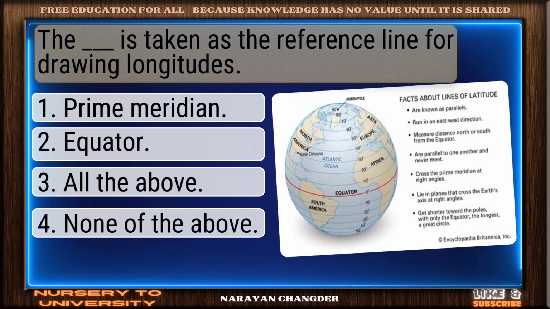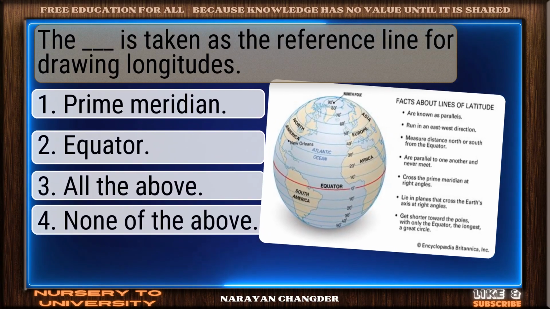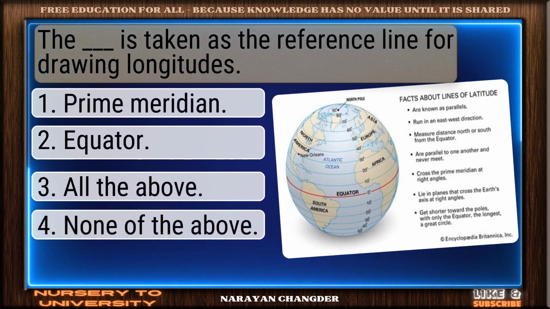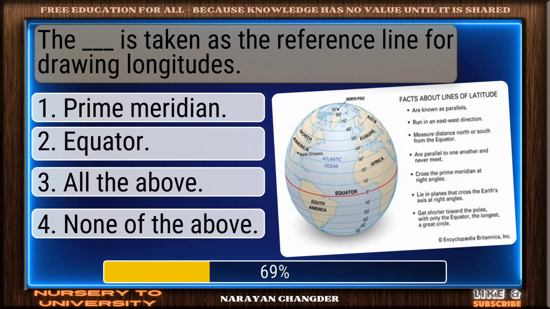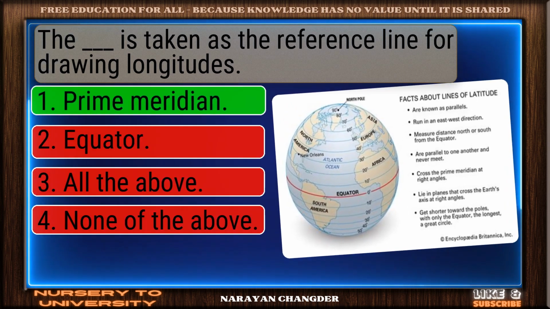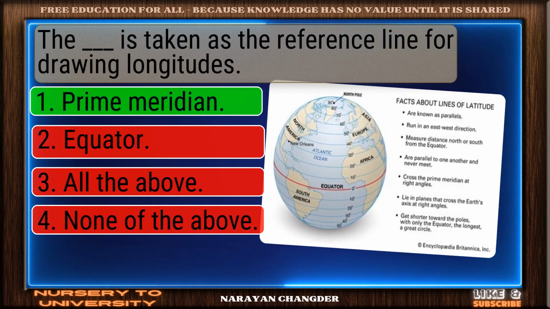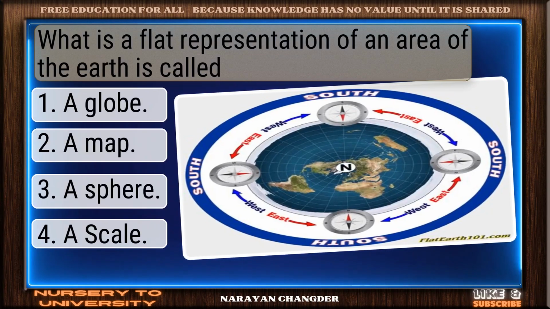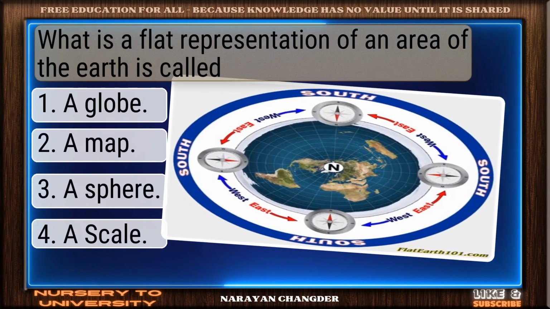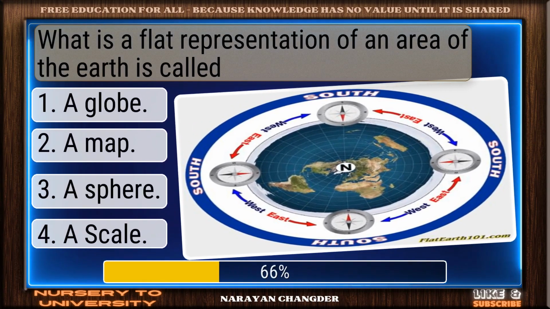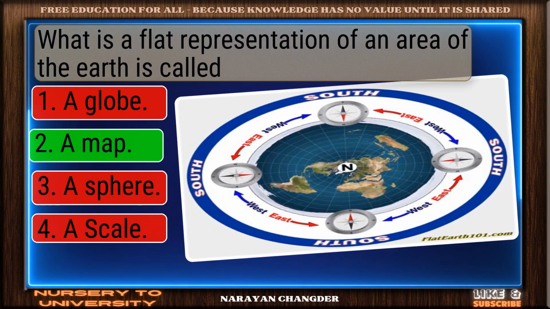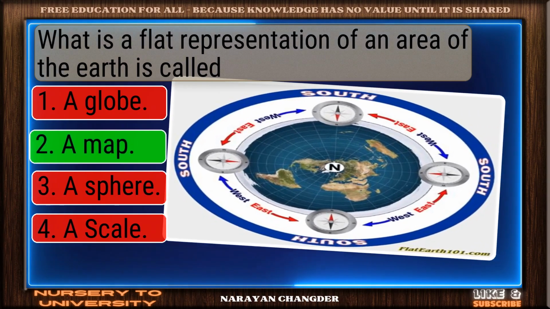The dash is taken as the reference line for drawing longitudes. Right choice. Prime meridian is the best answer. What is a flat representation of an area of the Earth called? Good thinking. A map is the right answer.